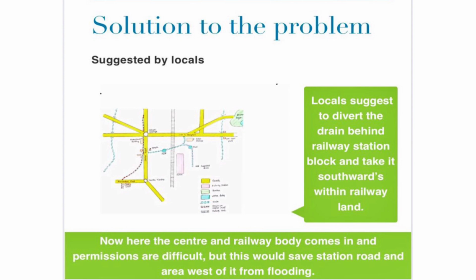For now, our suggestion to this problem is to move the drain behind the railway station block and bring it southwards within the railway land to finally drain it into the Dhela River.